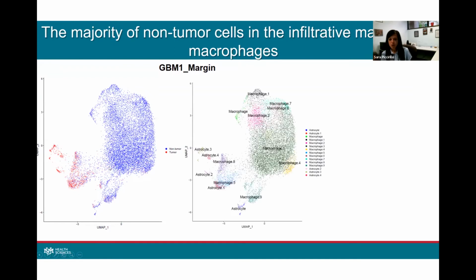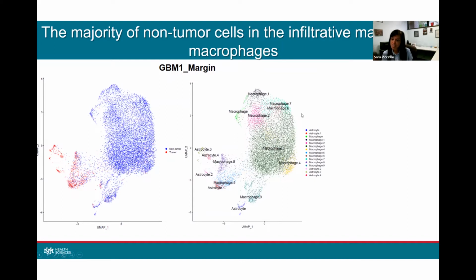So now when we look at the transcriptome and we perform what is called the cell type annotation, so we try to infer what type of cells each of these is, we found that the majority of the non-tumor cells, the blue ones, are assigned as macrophages. So this means that the infiltrative margin has an abundance of this non-tumor cell population, macrophages.